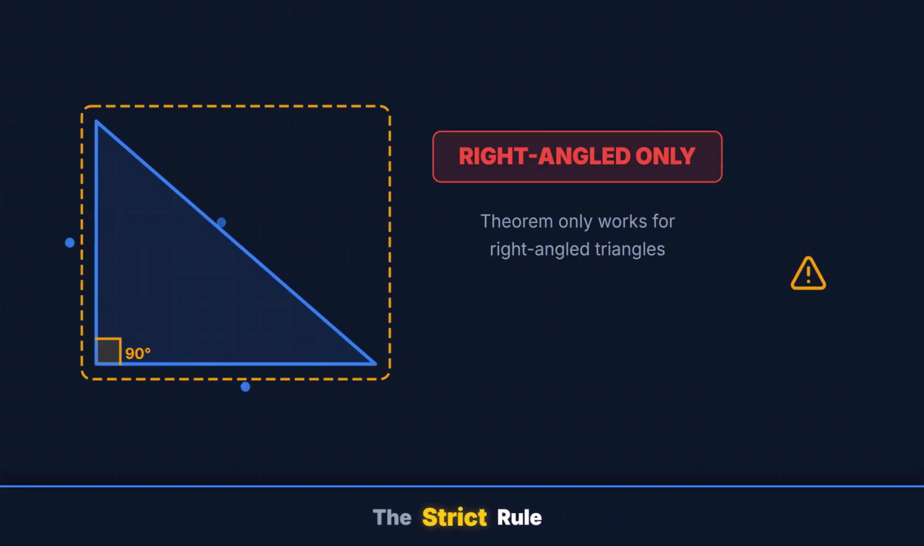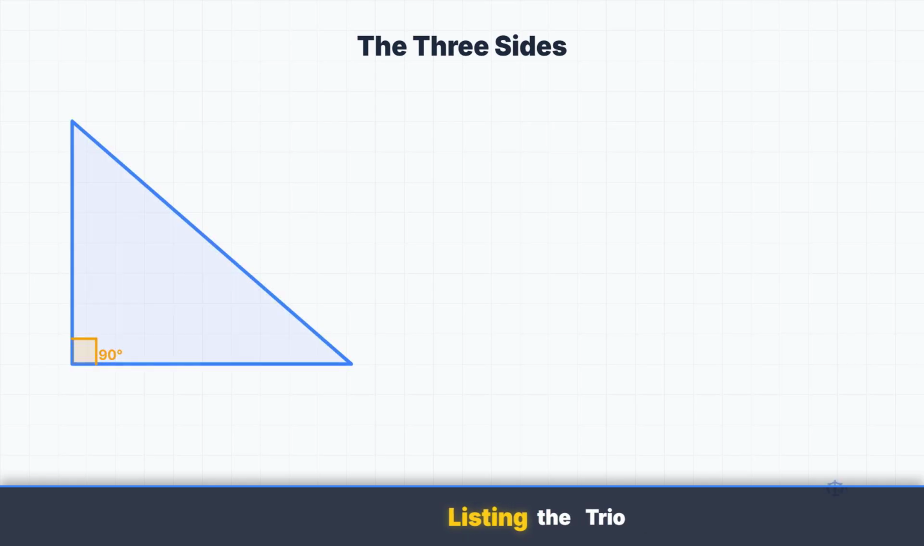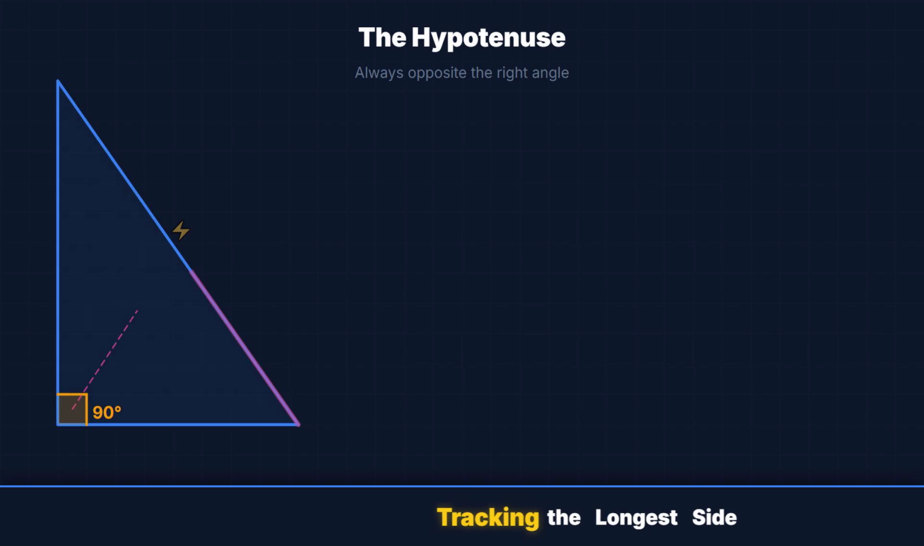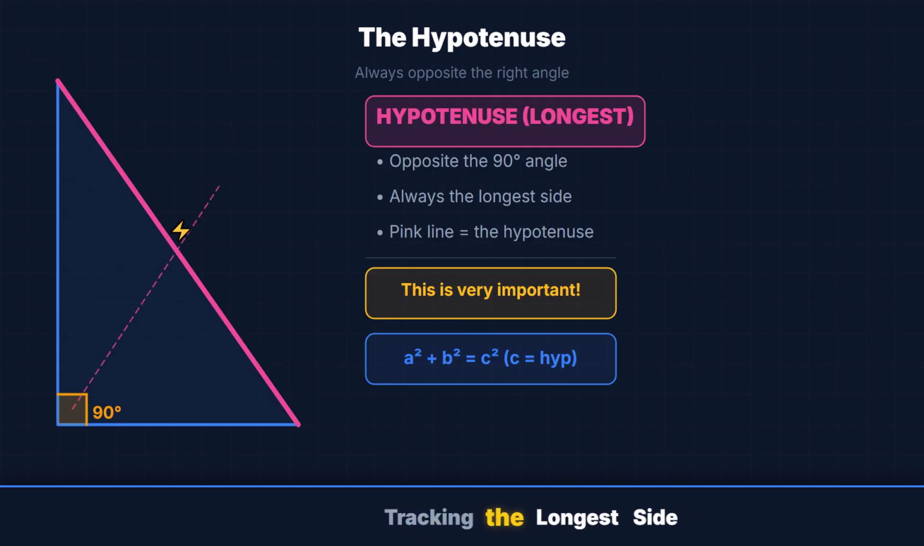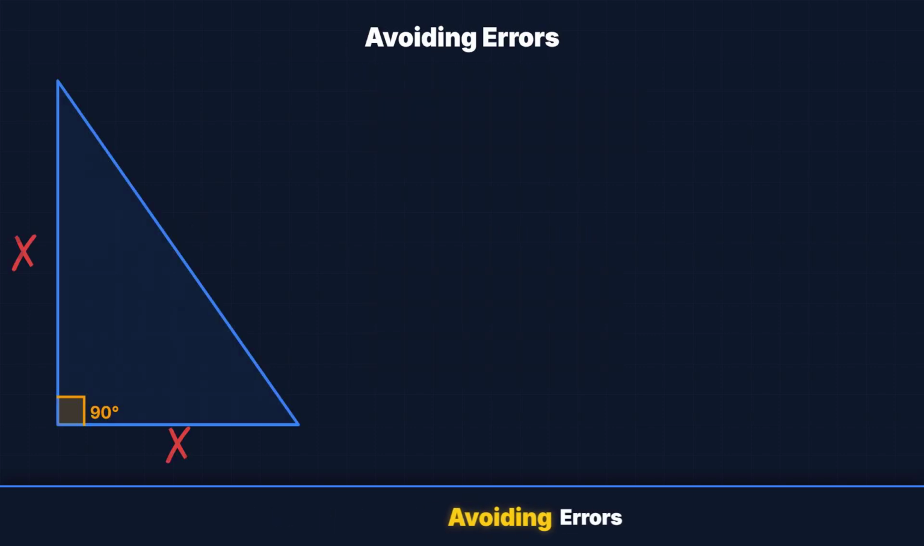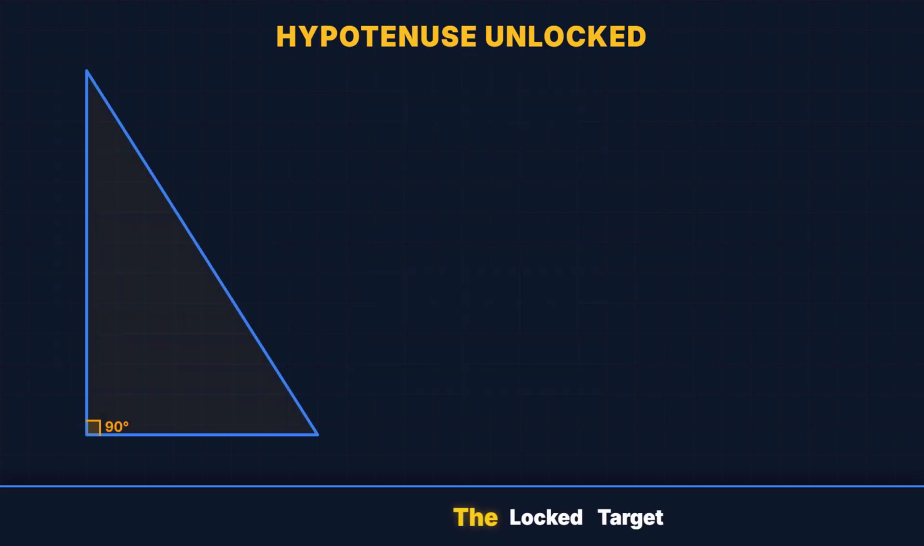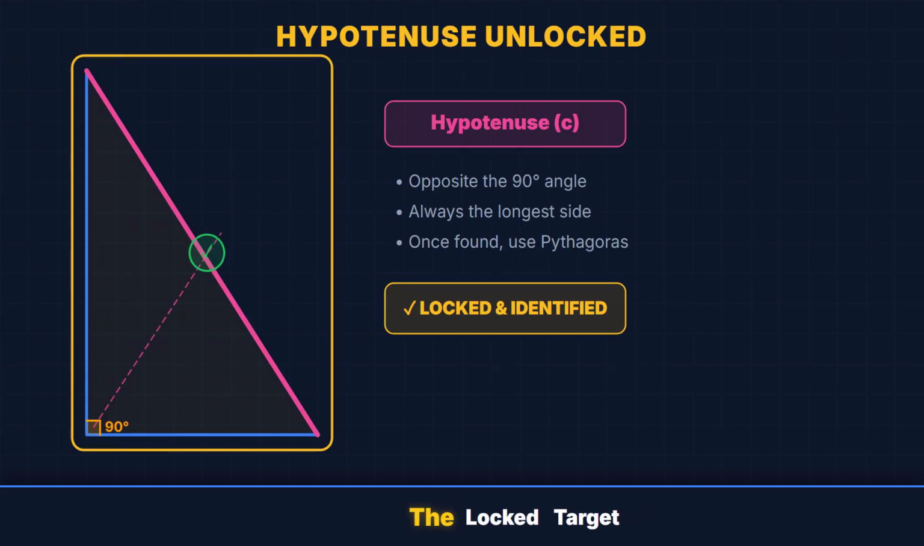Before learning the formula, we must know the names of the sides. There are three sides: the hypotenuse, side A, side B. The hypotenuse is always opposite the right angle, the longest side of the triangle. This is very important. Many students make mistakes because they identify the wrong side as the hypotenuse. Always find the 90 degrees angle first. The side directly opposite that angle is the hypotenuse.